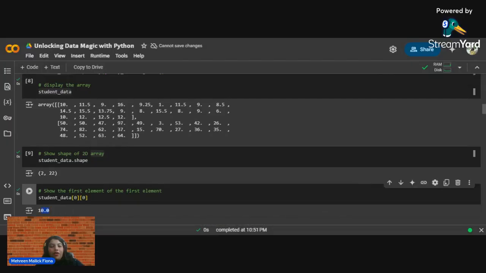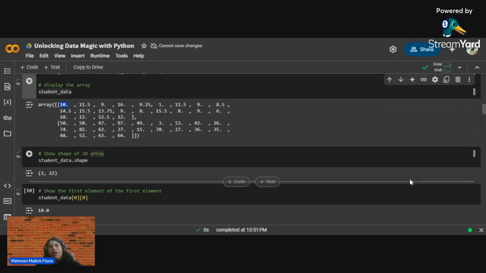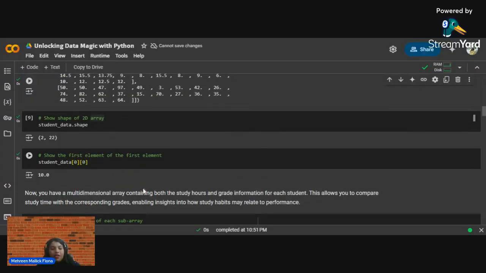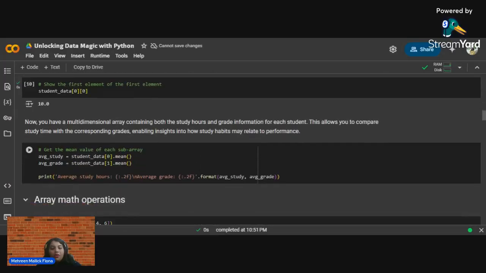As you can see, we got 10, which is initially the past value here. So now we have a little bit of understanding of the common function that we talked about in the previous session. We can also get to know the mean of individual student data here. We can also do the average of it.